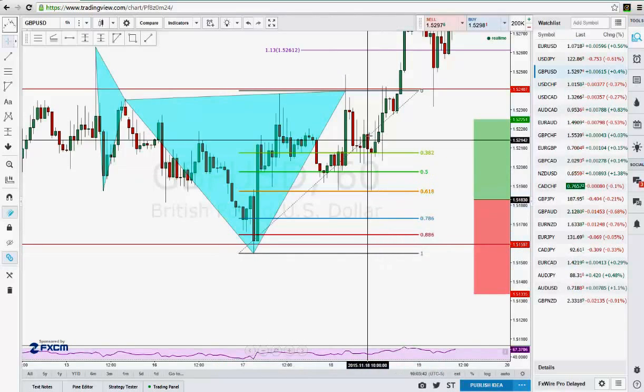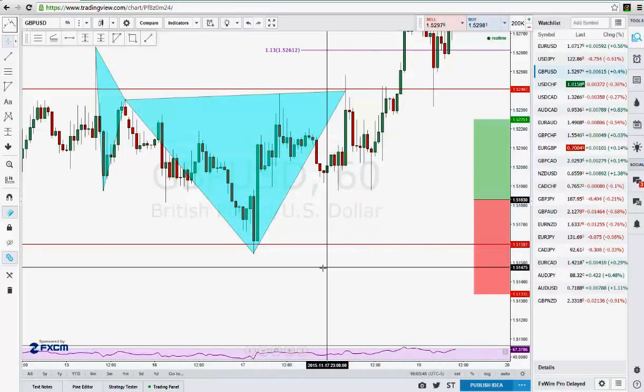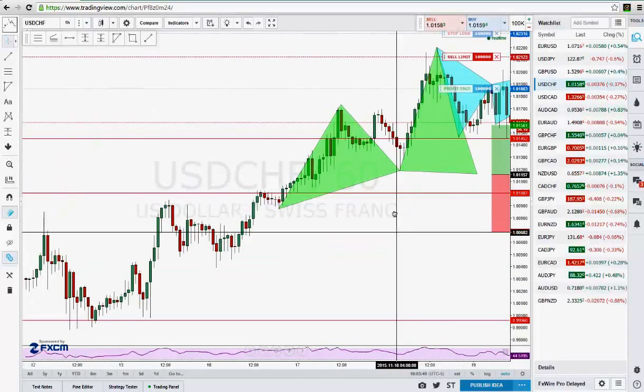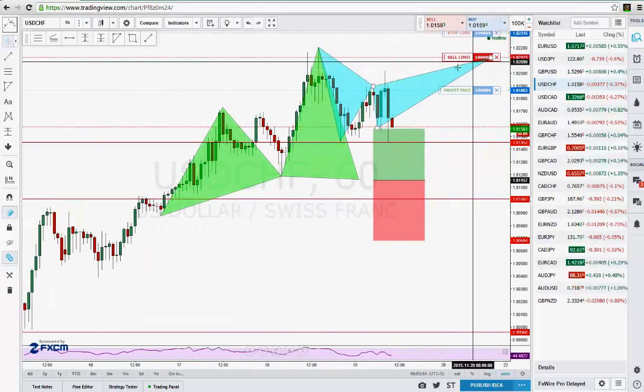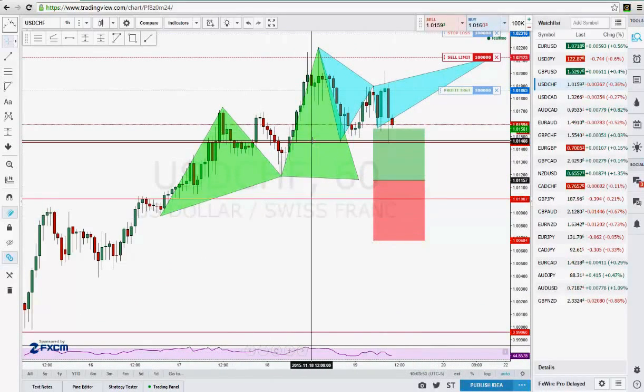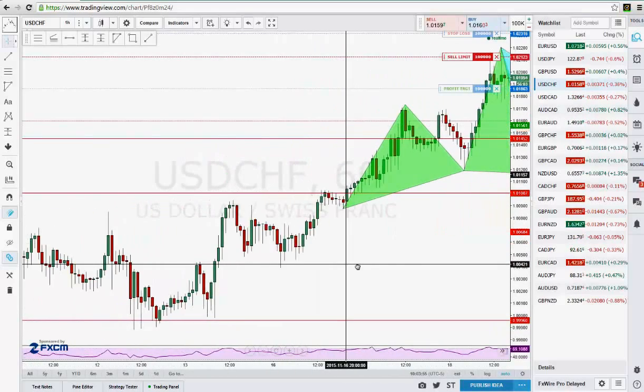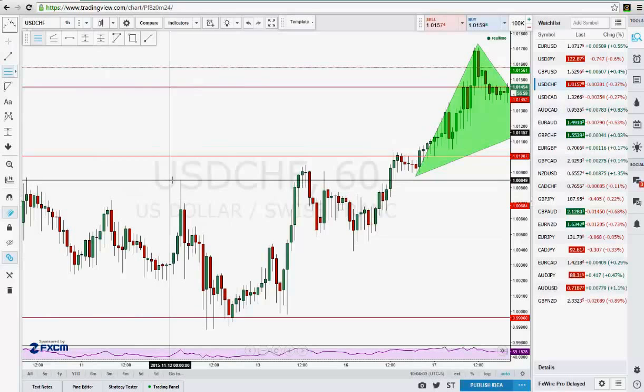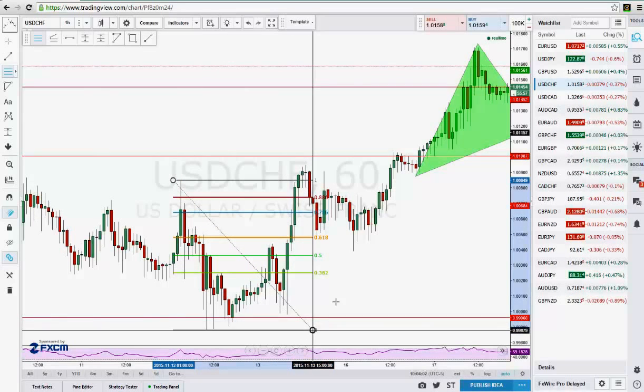Next up, we're going to take a look at one of the patterns that actually lost this week, and that came on the dollar Swiss. Sorry guys, I got limit orders in all over the place for these other patterns that are happening. But anyway, here was the bat pattern that took away some of our profit.